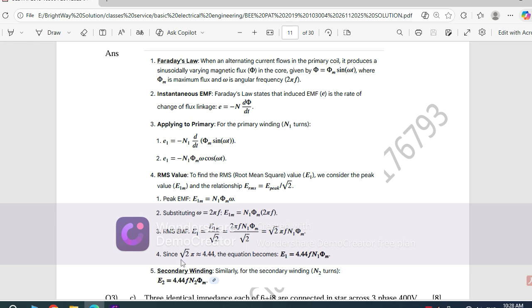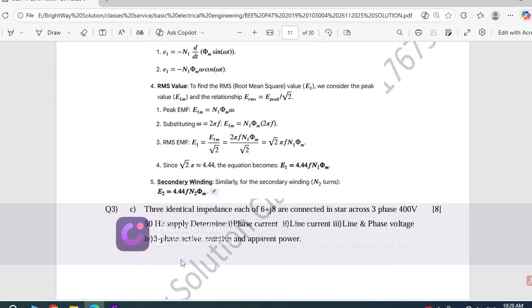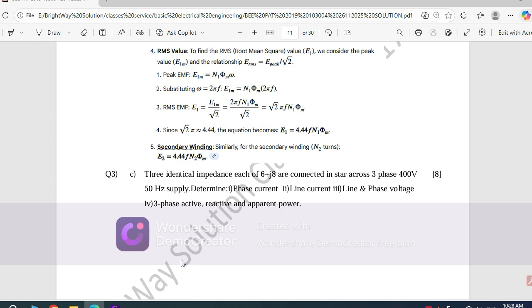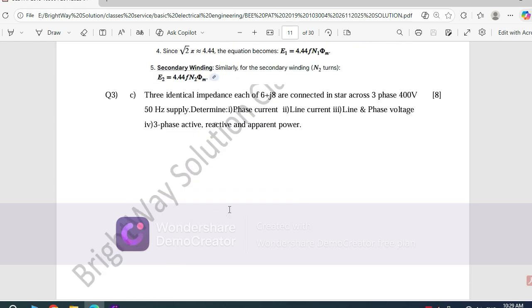The value of root 2 into pi is nearly equal to 4.44. So next we get the EMF value, E1 is equal to 4.44 f N1 phi m. Simple. You can solve this differently, in a different way, the graphical way.